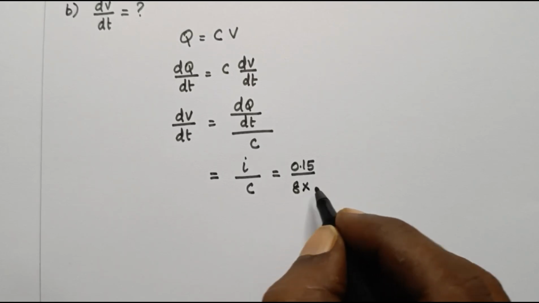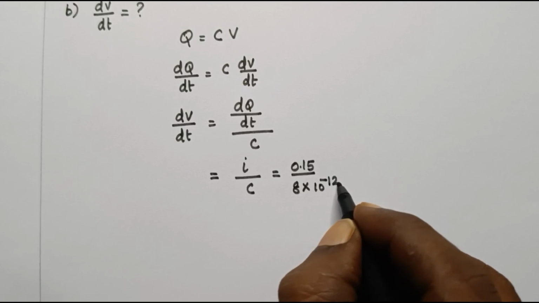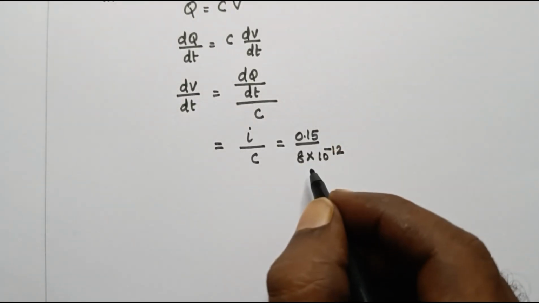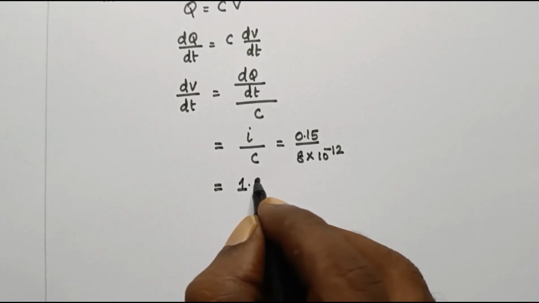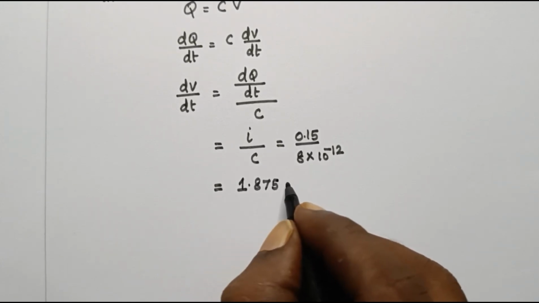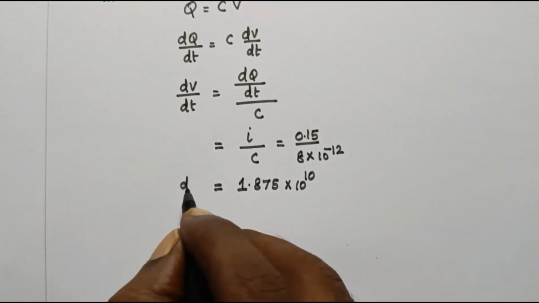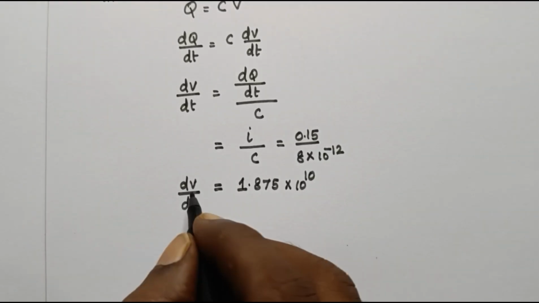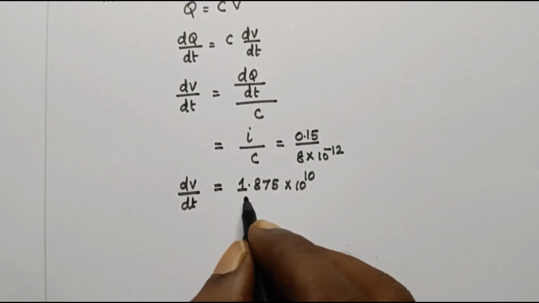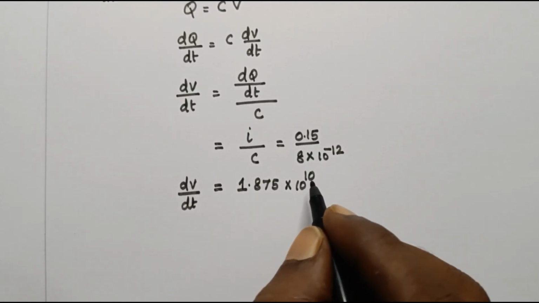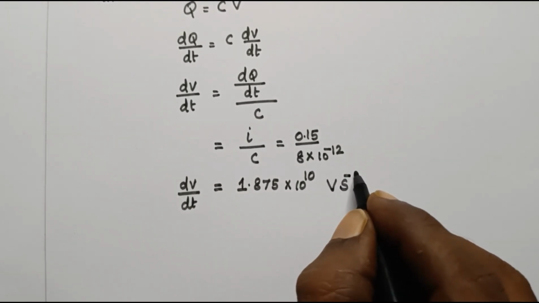The picofarad is converted to farad. So 8 into 10 to the power minus 12. If we do the calculation, we can find that this is equal to 1.875 into 10 to the power 10. This is the dV by dt. That is, the rate of change of potential difference is equal to 1.875 into 10 to the power 10, and the unit is volt per second.